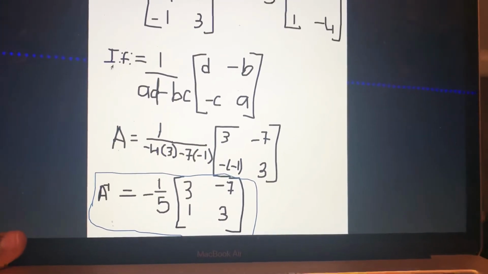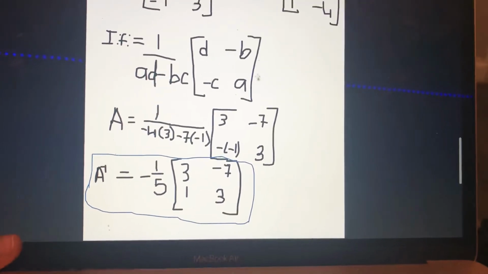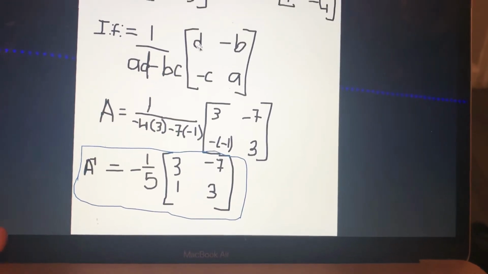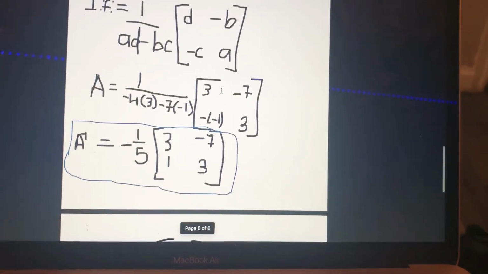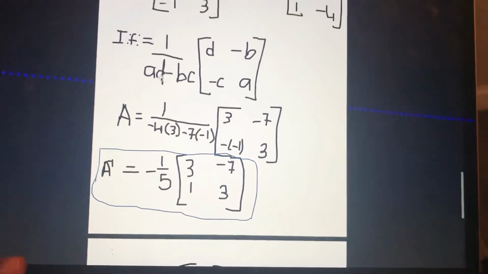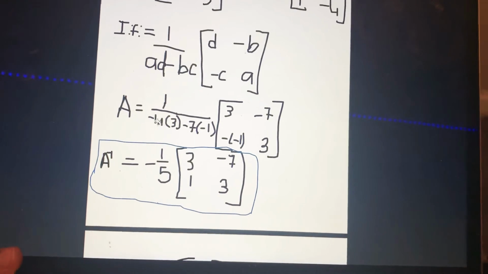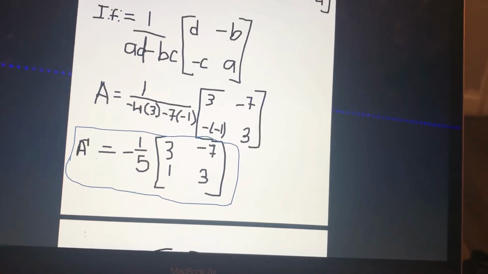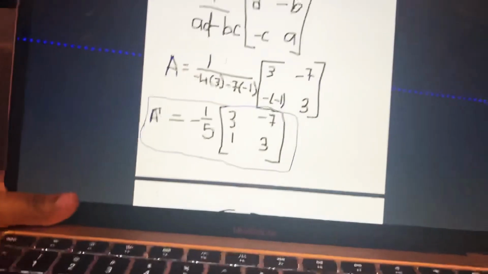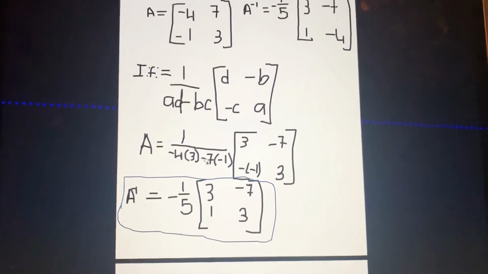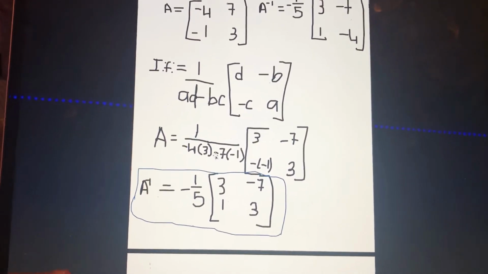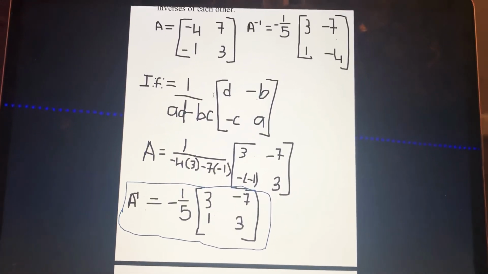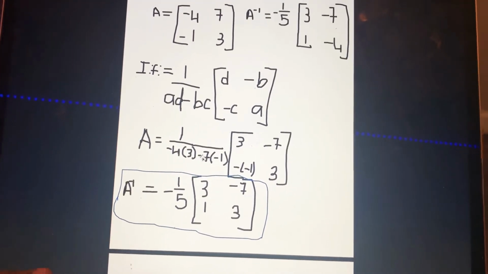Now this is the inverse formula that we've been given in this class, which is 1 over AD minus BC, and then the matrix D, negative B, negative C, A. Now what I've done is simply just taken out the variables and input the numbers. So I have 1 over negative 4, which is the value of A, 3, which is the value of D, minus 7, which is, the minus is part of the formula, but 7 is the value of B, and negative 1 is the value of C. And all I've done is just input it into the formula.